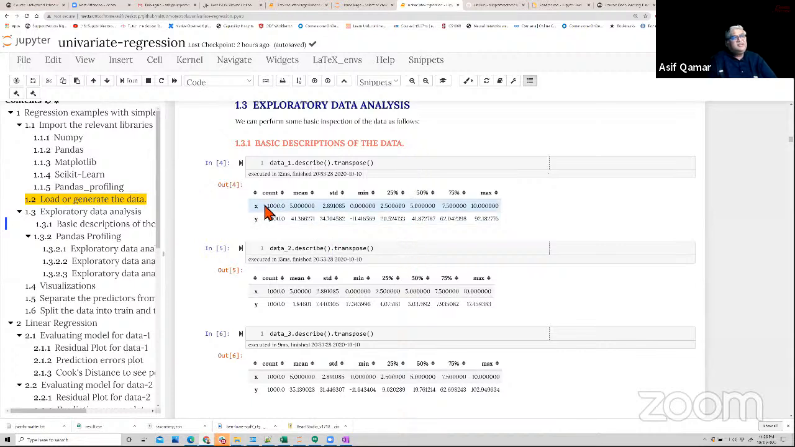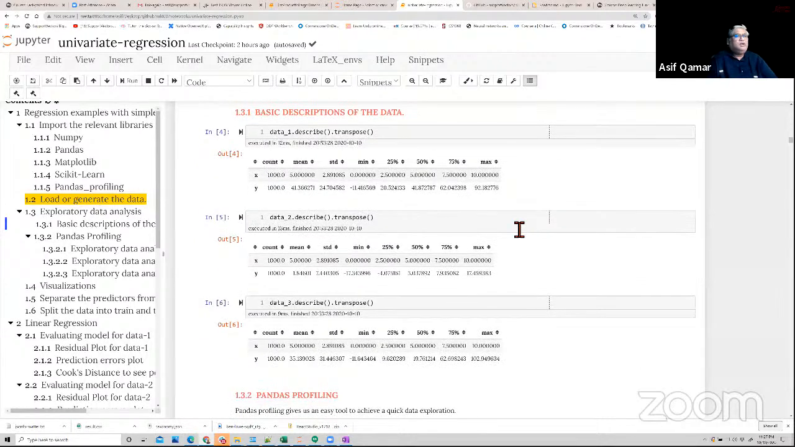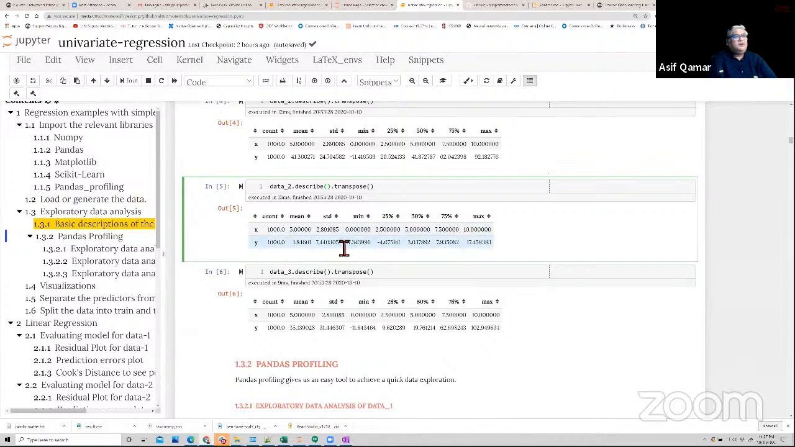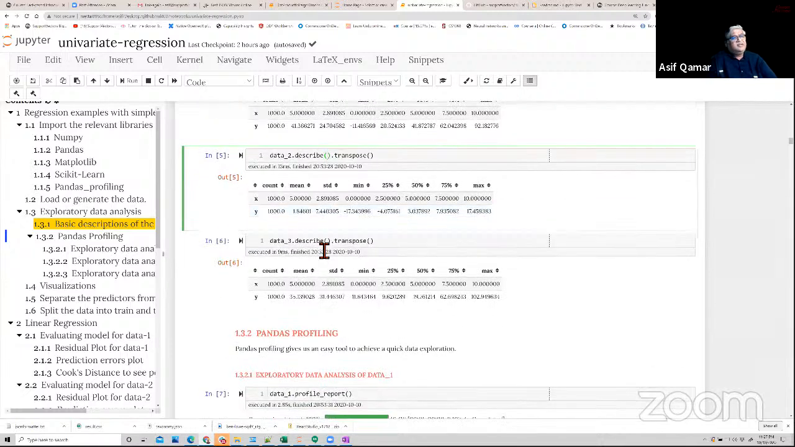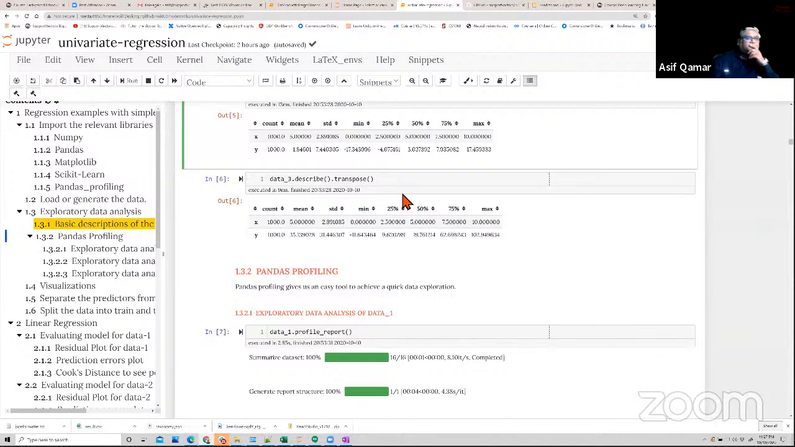So just looking at it, it seems that X values, there are 1,000 of them, minimum is 0 and maximum is 10. Y goes from minus 11 to 92, it seems, with 41 being the mean. That's a lot of range. But data 2 is different. Data 2 goes from a minimum of minus 17 to plus 17. Interesting. And the mean is 1.8, right? Somewhere in between that. The third data set, again, if you look at it, we see that it also has certain characteristics.